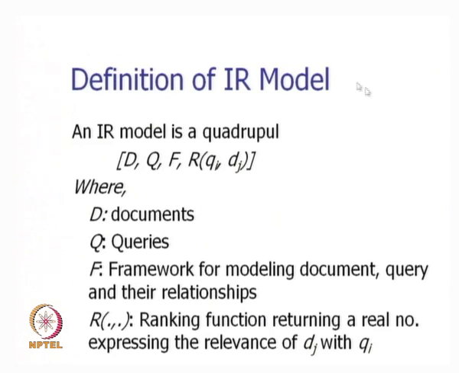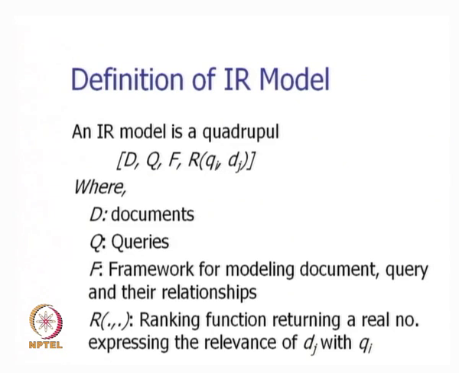Now, D, the first component of the tuple, is the set of documents, Q is the set of queries, F is the framework for modeling the document, query and the relationship. So, for example, will the document and query be represented as vectors of numbers. That question comes under the purview of F. R is the ranking function, which returns a real number expressing the relevance of the document Dj with the query Qi.